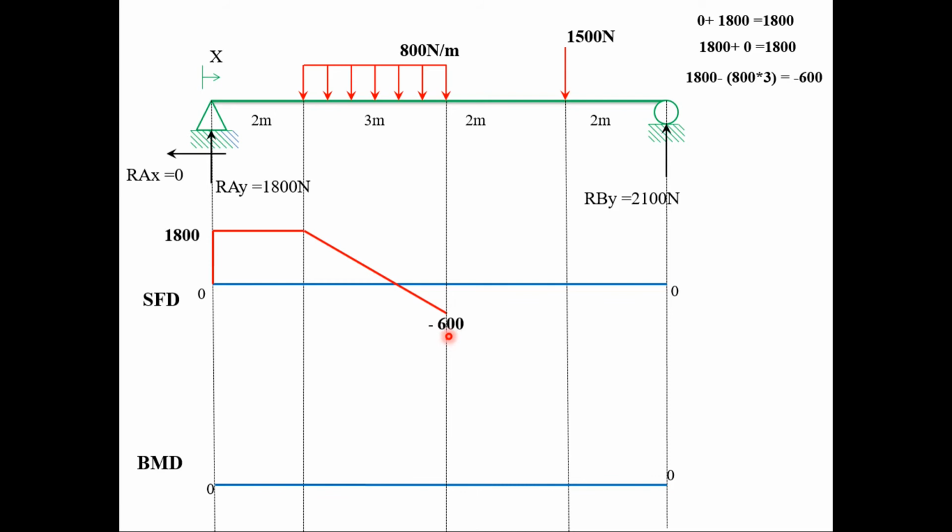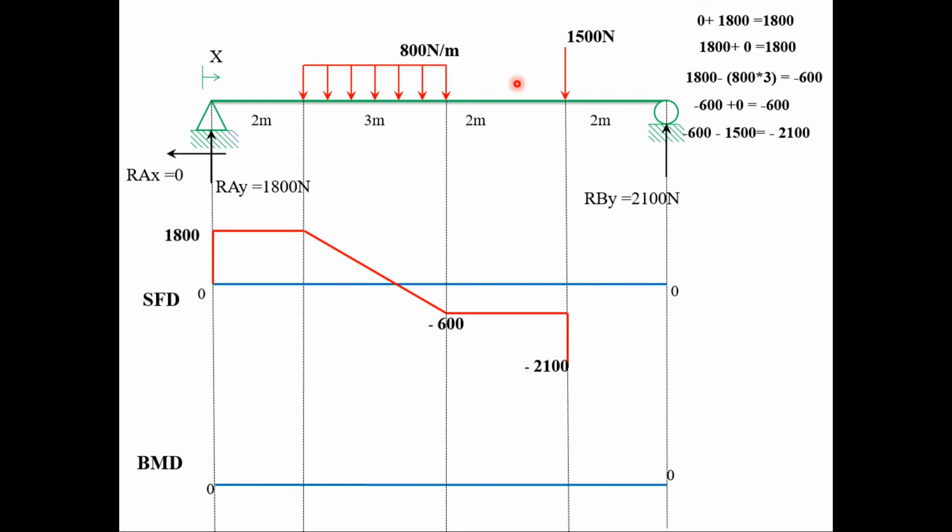We do not have any load on this span, so it will be constant. Minus 600 plus 0, it will be minus 600. At x equals 7 meter, we'll have a downward force of 1500 Newton. So it will be minus 600 minus 1500. It will give us minus 2100 Newton.